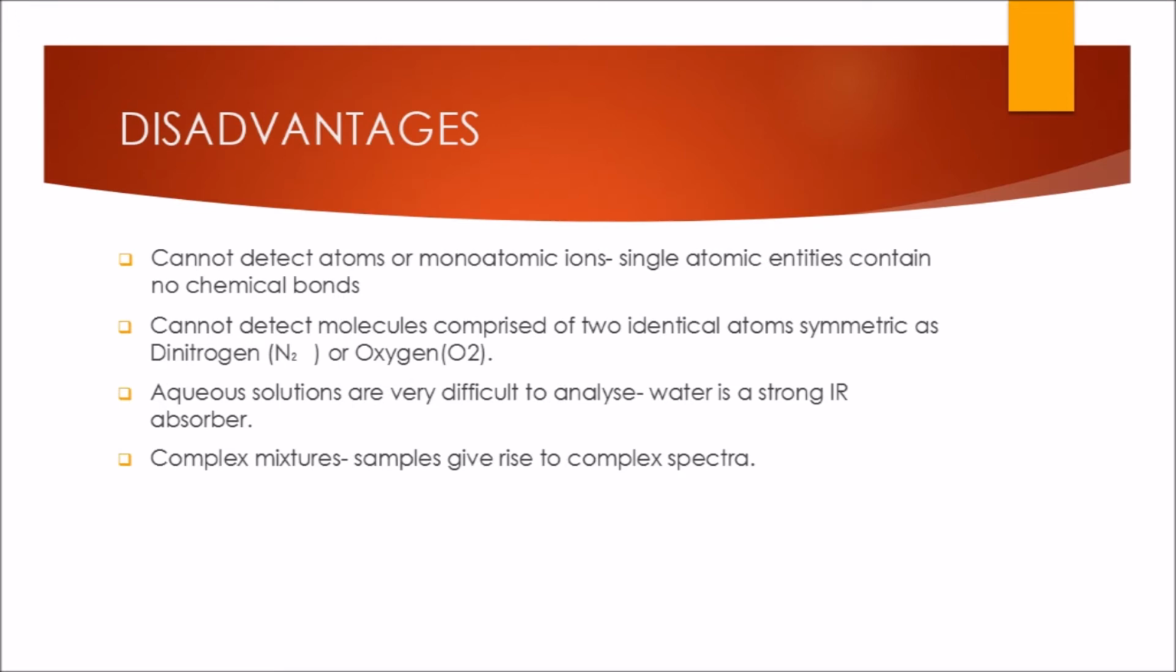The disadvantages of FTIR are: it cannot detect atoms or monoatomic ions, since single atomic entities contain no chemical bonds. It cannot detect molecules comprised of two identical atoms, symmetric ones such as dinitrogen or oxygen. Aqueous solutions are very difficult to analyze because water is a strong IR absorber. Complex mixtures give rise to complex spectra.